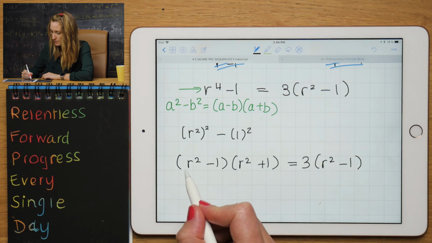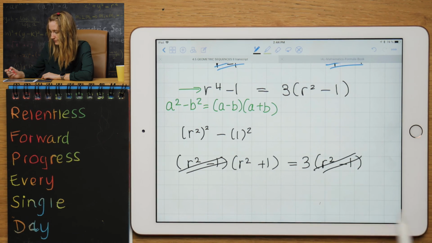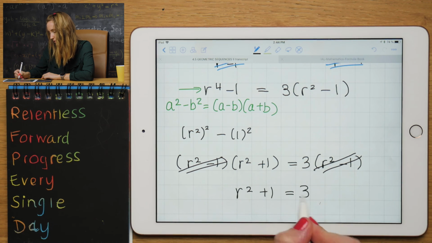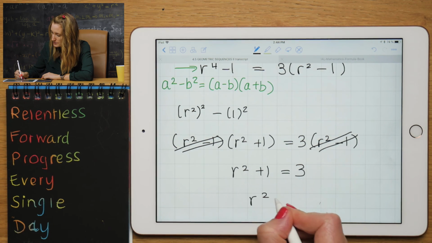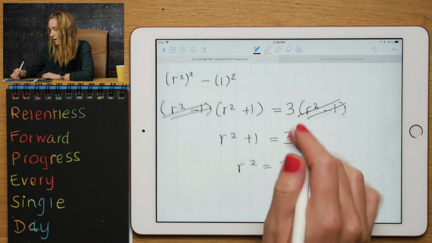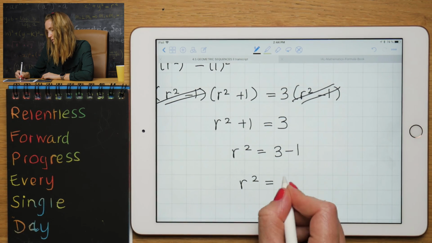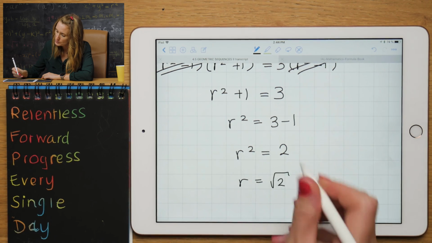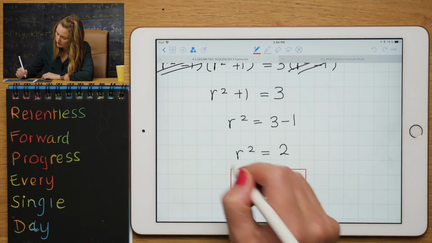I can cancel this on both sides now. And I've got r squared plus 1 is equal to 3. R squared is equal to 3 minus 1. R squared is equal to 2. And I take the square root to find r as square root 2.